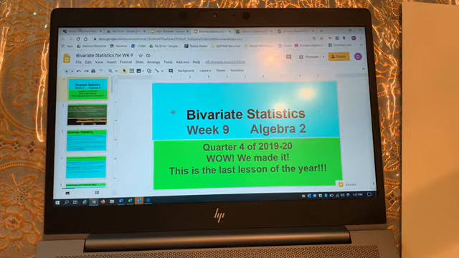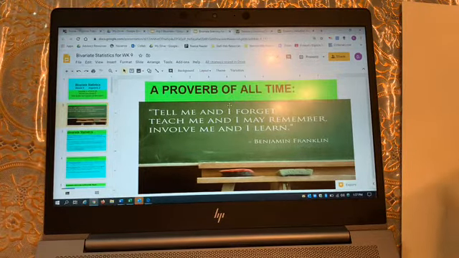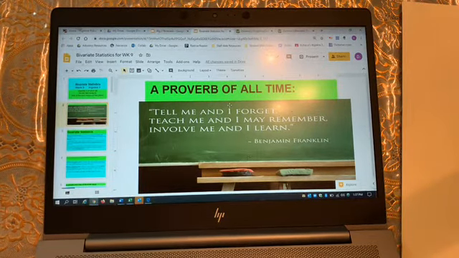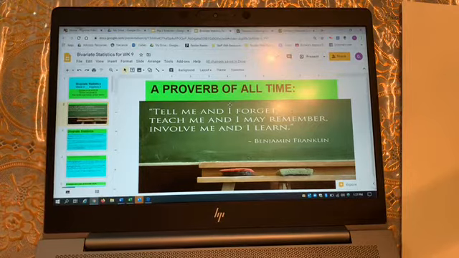So before we go there, I want to share with you one proverb, an everyday proverb of all time. It says, "Tell me and I forget, teach me and I may remember, involve me and I learn." This is from Benjamin Franklin. Really, guys, if somebody tells you, you might forget it, and if somebody teaches you, you might remember better than just hearing what was said. But when you are involved, you learn more. So involvement is the key.